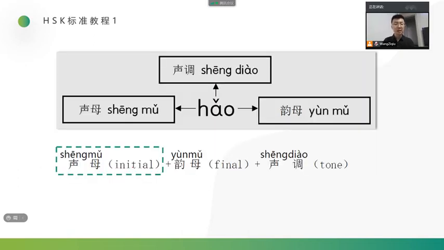Let's get this. Now we have known that one syllable consists of three parts: 声母 initial, 韵母 final, and 声调 the tone. But actually, in Chinese, 声母 is not necessary. So it means sometimes one syllable can be used without 声母. Just 韵母, that's enough. Sometimes. 韵母 and 声调 are necessary.